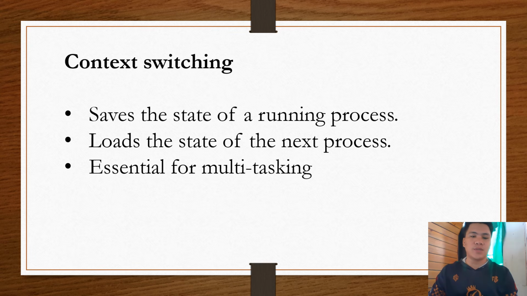Next is context switching. It saves the state of a running process and loads the state of the next process, which is essential for multitasking.